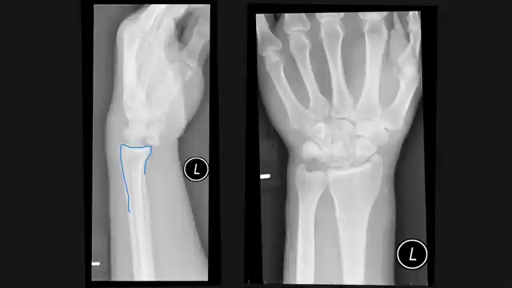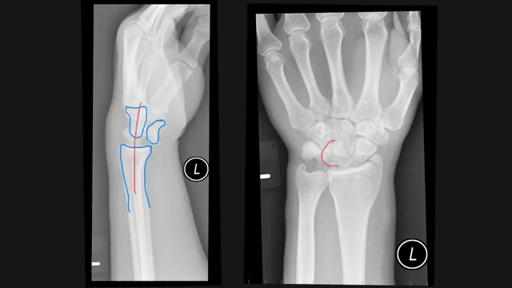In this fourth example we can again see that the distal radius is in line with the capitate and the lunate has moved forwards and is dislocated. When you look at the AP, we can see that there is an associated fracture of the radial styloid.